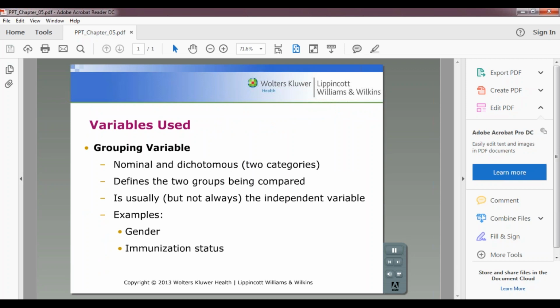Okay, so going back to our grouping variable, it's nominal and dichotomous. Remember what a nominal measurement scale is. It's also that qualitative is, you can't rank it. There's no absolute zero. It's not interval.